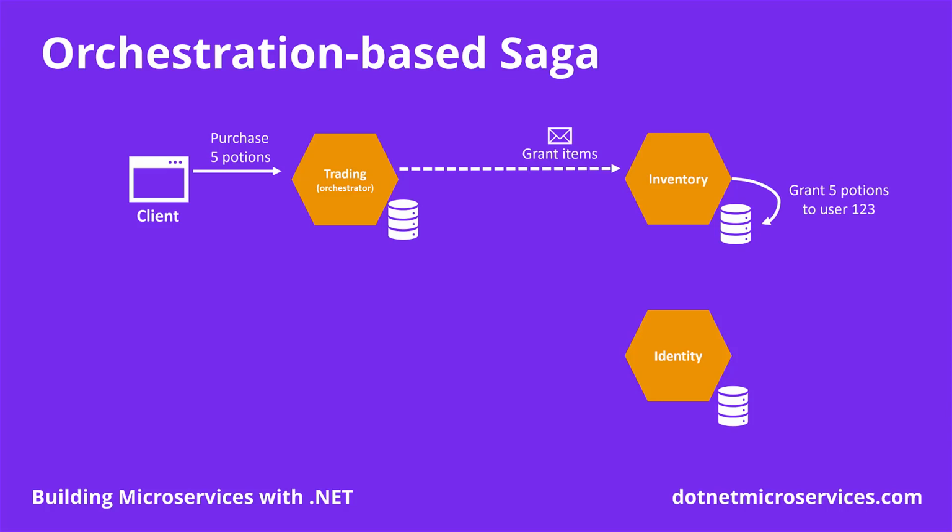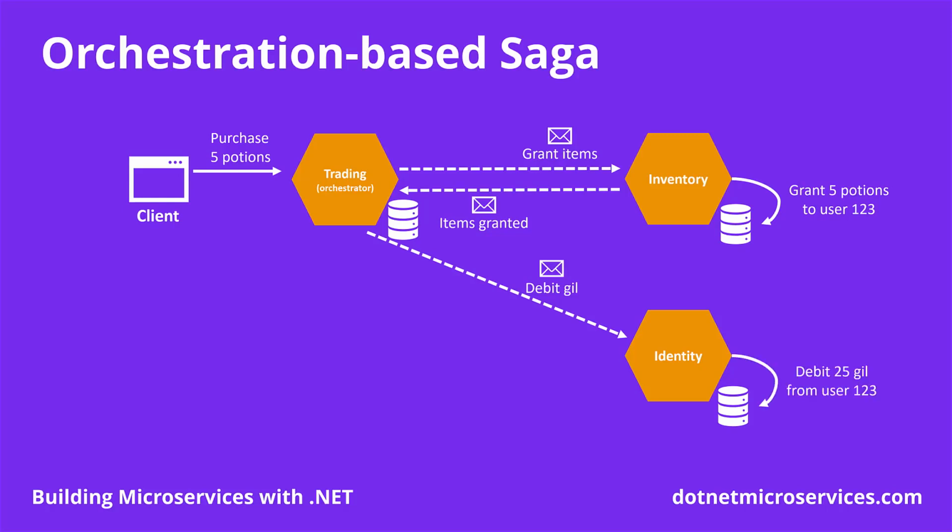Then it publishes an items granted event which trading is subscribed to. Trading records the fact that items have been granted in its own DB and then sends a debit yield command to identity. Identity performs its local database update to debit 25 yield from the user and then publishes a yield debited event. Trading records this event in its local DB and then it knows the overall transaction has completed, at which point it can reply to the client with a successful response.